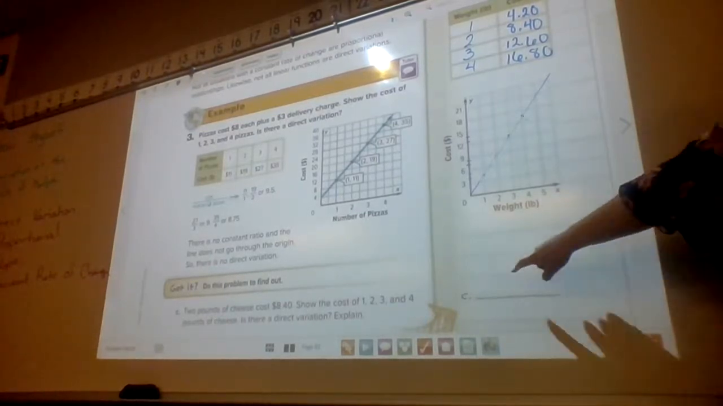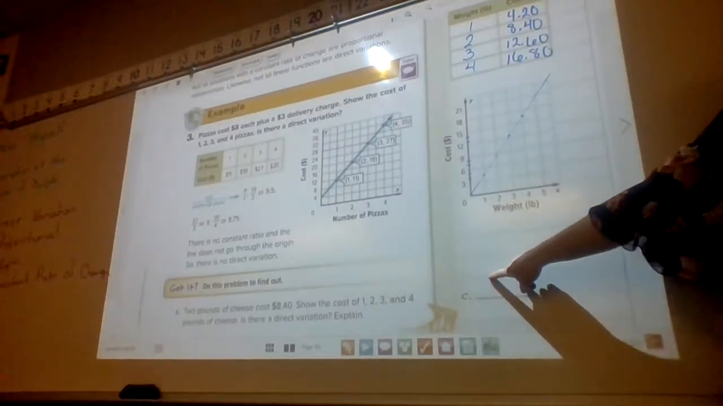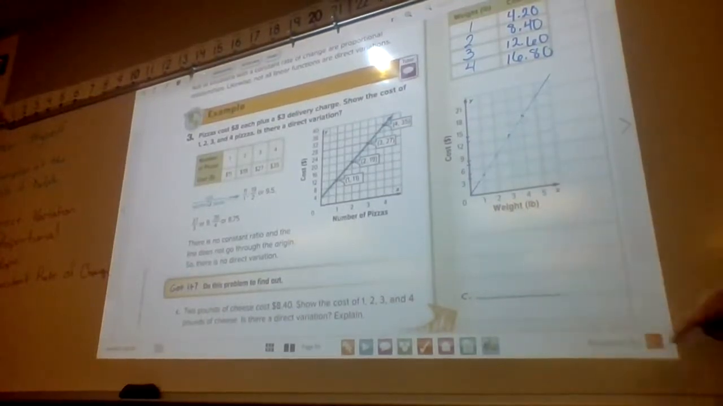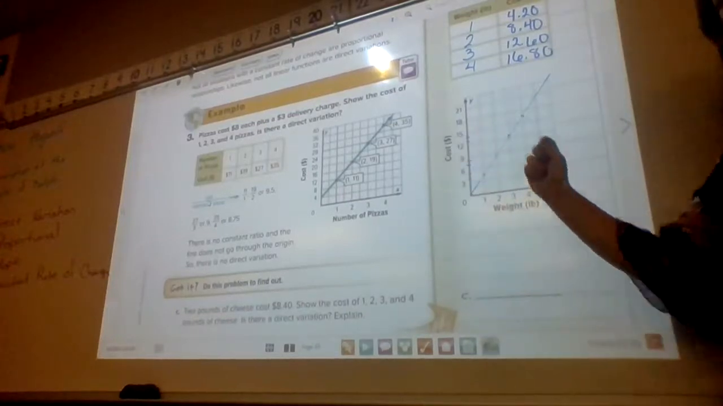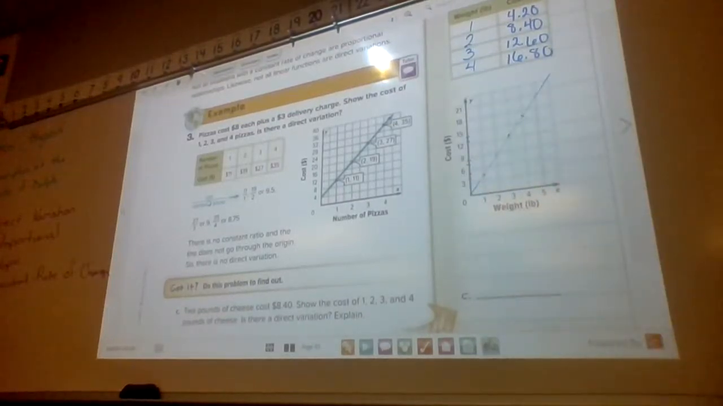So, down here for letter C, what would you write? How do you know? Because it says to explain. So everybody should be writing that down. Is there a direct variation? And explain how you know. And maybe is not a good answer. No matter how many times you say it, dude.